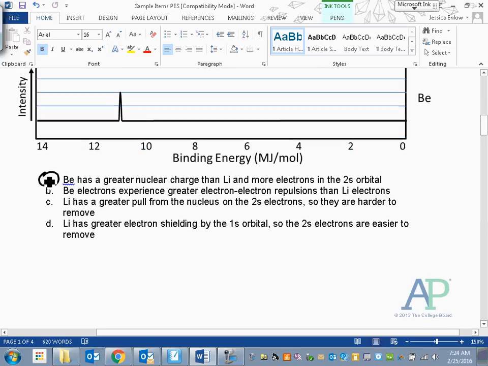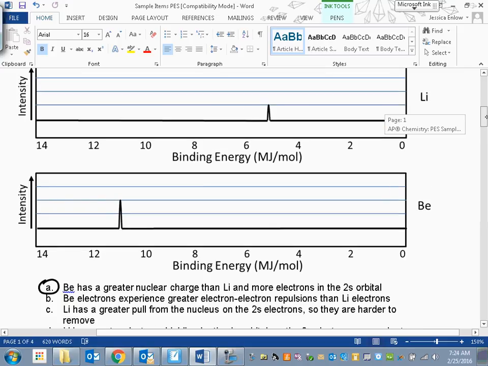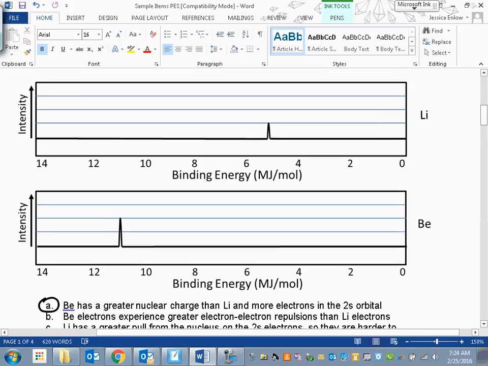Beryllium has a greater effective nuclear charge than lithium and more electrons in the 2s orbital. So comparing these, what is this peak representing here and here? Number of electrons. You can see there are 2 electrons here and 1 electron here because of the difference in intensity. But what else is it representing? It was in the question: which sublevel? This is the 2s2 sublevel. This is the 2s1, and that's the intensity difference.